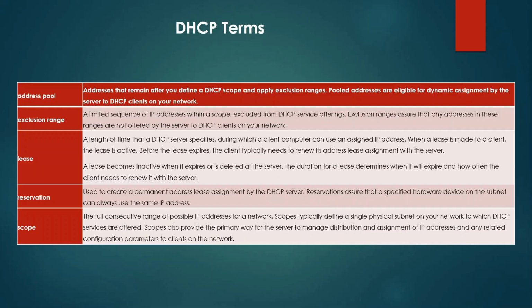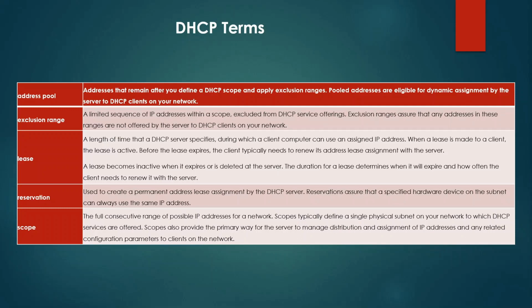DHCP terms. We are going to talk about a few basic terms that are going to help us configure a DHCP server, such as address pool. These addresses remain after you define a DHCP scope and apply exclusion ranges. Pool addresses are eligible for dynamic assignment by the server to DHCP clients on your network.